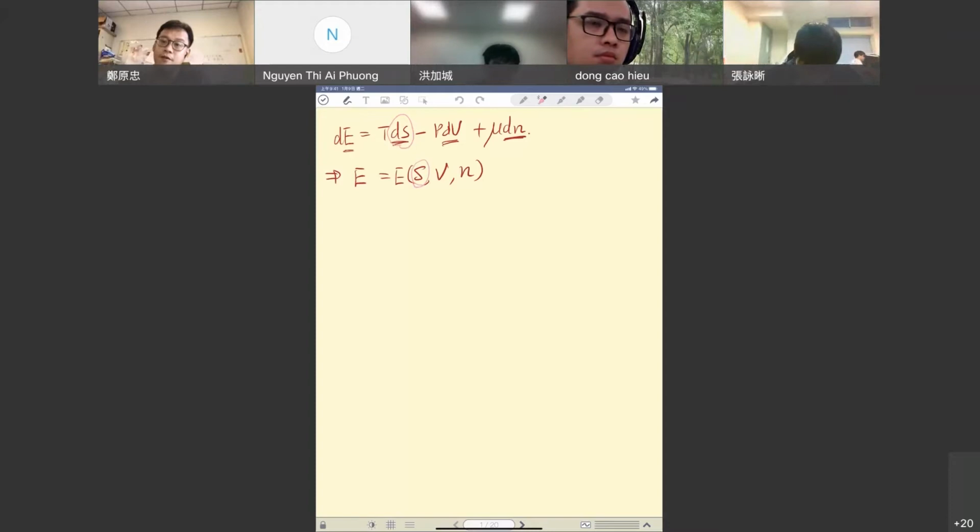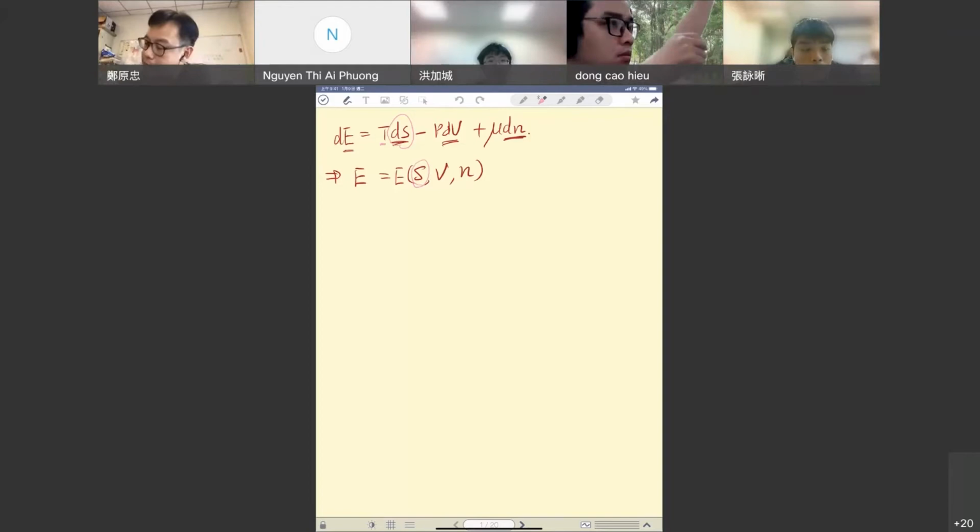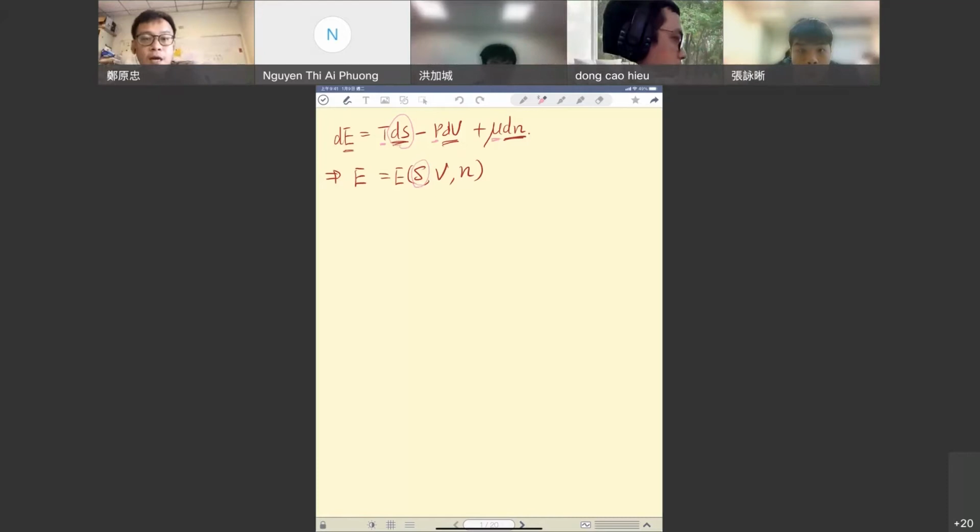More generally speaking, in our everyday life, we can carry out experiments under constant temperature. Constant volume is fine, but constant volume, constant number of particles, or constant temperature, constant pressure, right? So we want to change a variable, and the way we do it is through the Legendre transform we mentioned last week. I will directly apply it. Here we realize that S and T are conjugate variables. V and P are conjugate variables. N and mu, the chemical potential, are conjugate variables.